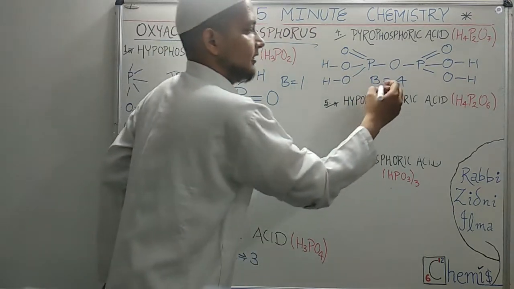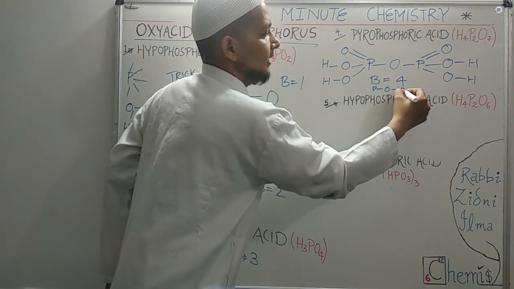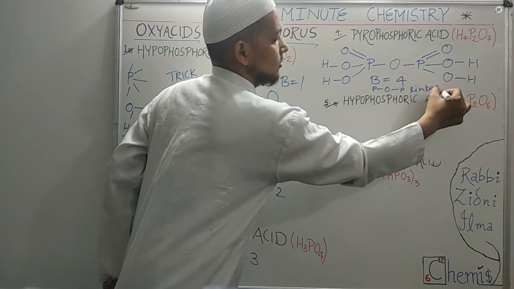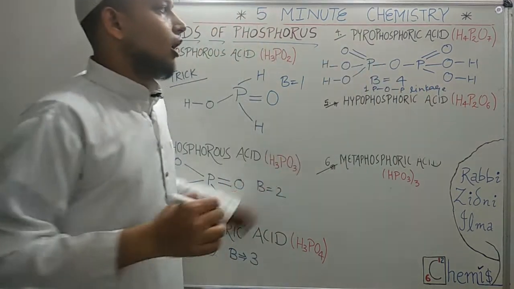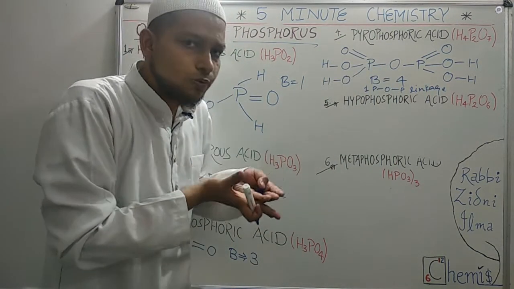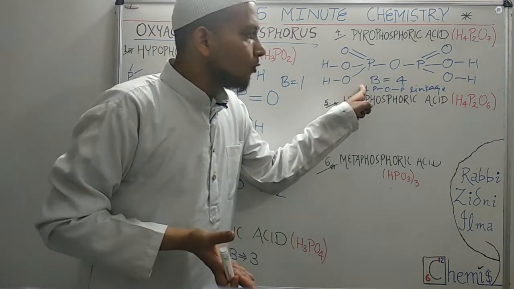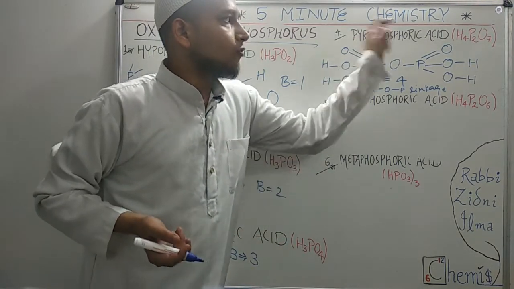And one more interesting thing, it contains a POP linkage. It is also asked in very few exams how many of the given phosphorus oxyacids will have a POP linkage. So the answer will be pyrophosphoric acid.